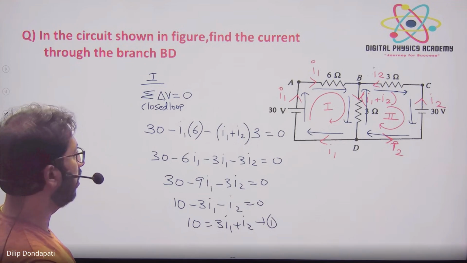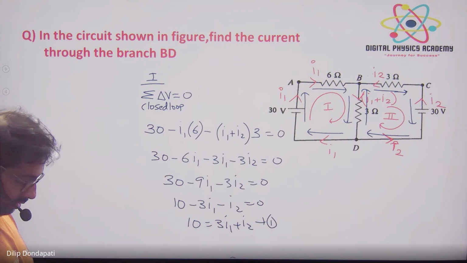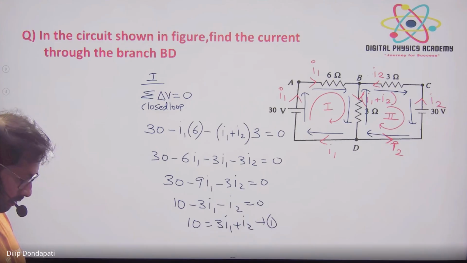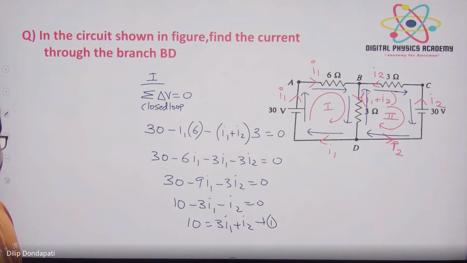Sir, second equation is 2I2 plus I1 is equal to 10. Yes. I1 is equal to 2, I2 is equal to 4. Oh, okay, okay. Now what is the current in the BD branch? I1 plus I2. 6. Yes, correct. What is yours, Prateek? 6.